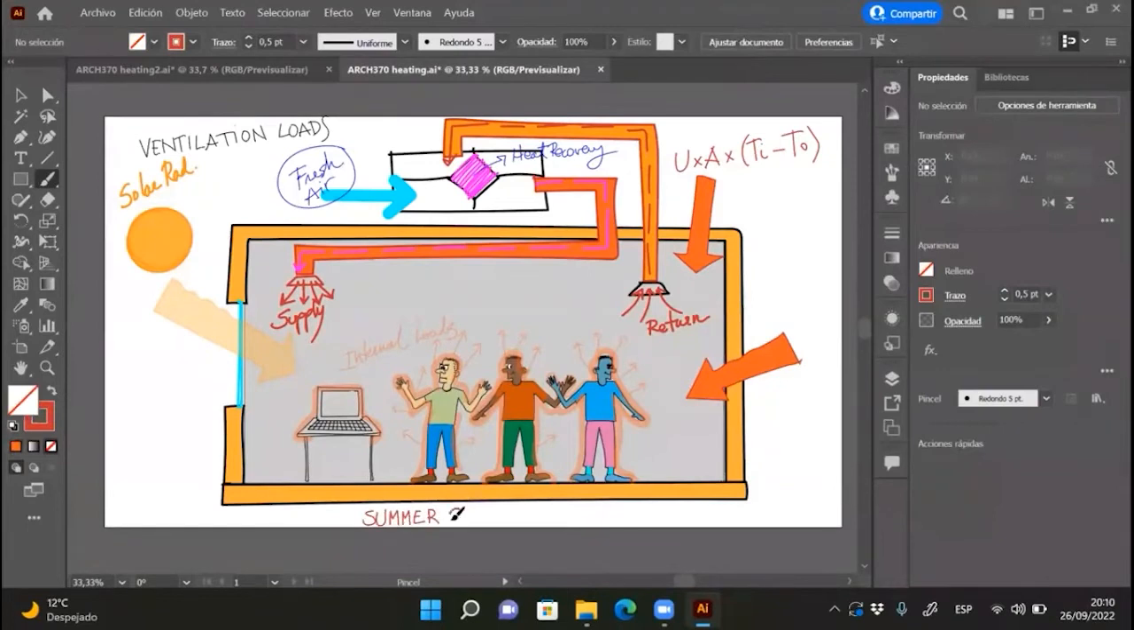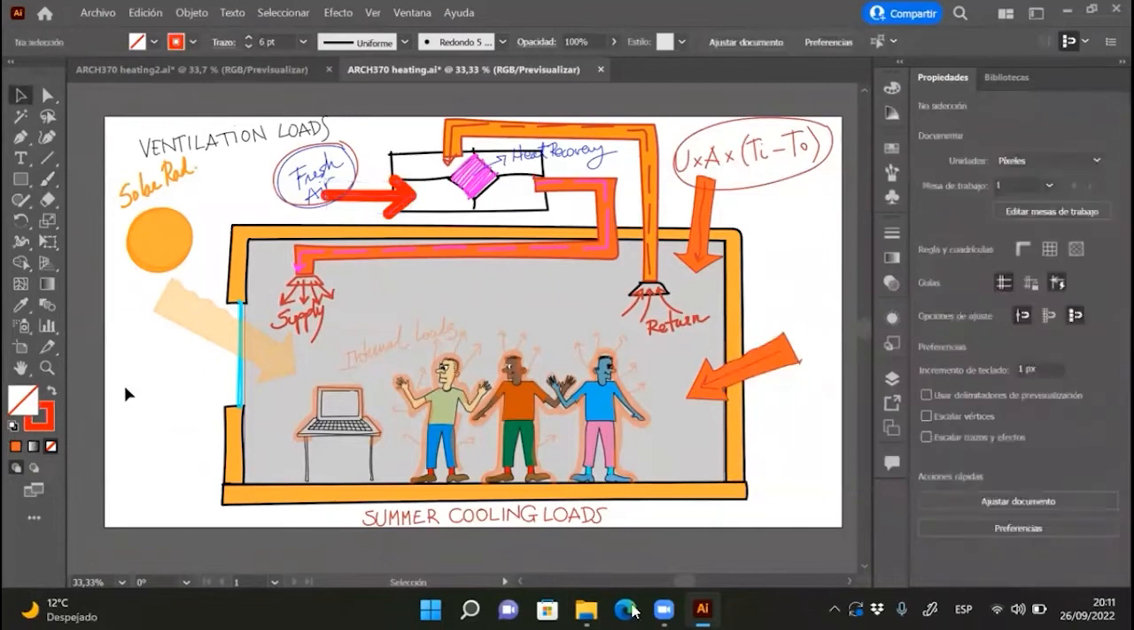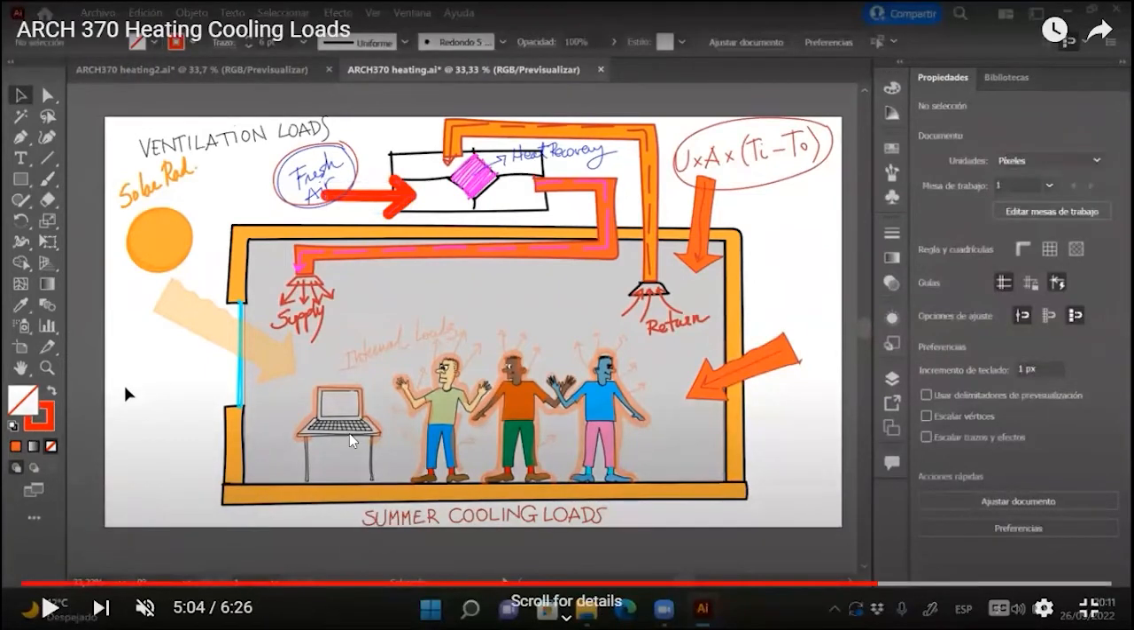What happens in summer? In summer, we have the same with the cooling loads. We have the same people, the same equipment, and the same sun entering through the window. But the fresh air now is not cold, it's hot. The fresh air can now be at 90 or 95 Fahrenheit. And now these arrows don't go outwards, they go inwards, because we have a hot temperature outside and 70 Fahrenheit here. So these arrows are going in this direction.